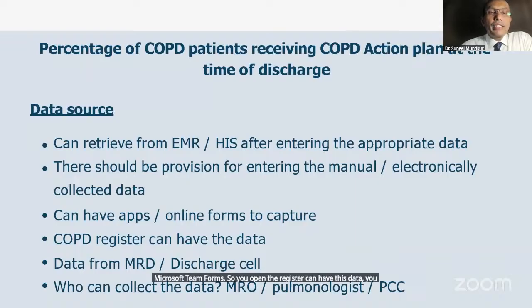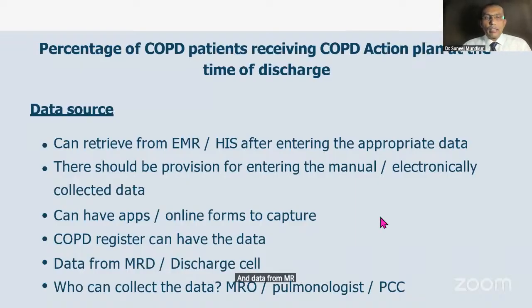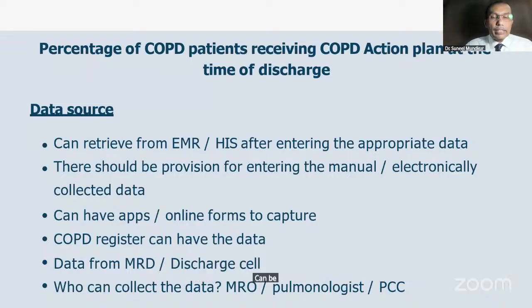You can have a COPD register in the pulmonary medicine department or in MRD, and data from MRD or the discharge cell can give this data. And who can collect the data? It can be the MRO, medical records officer, pulmonologist, or patient care coordinators who can be utilized for collecting, interpreting and monitoring this data.